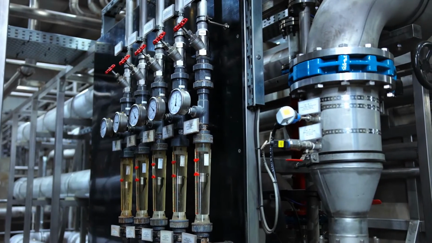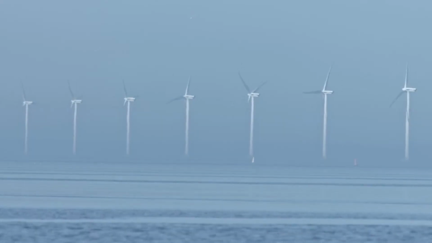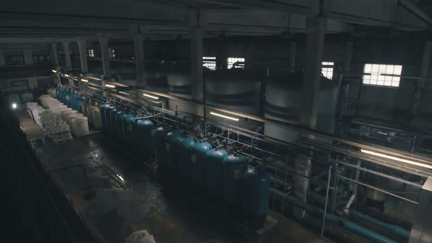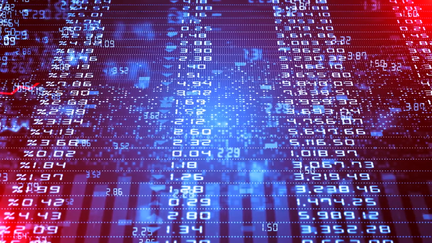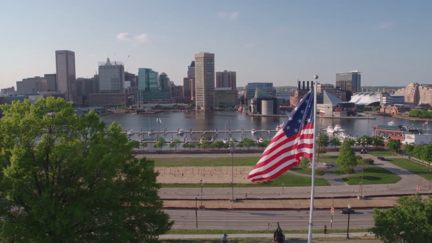The process of desalinating seawater requires a significant amount of energy. The cost of electricity needed to produce 1 ton per day of desalinated water is 26 cents in the United States and 28 cents in the Middle East.